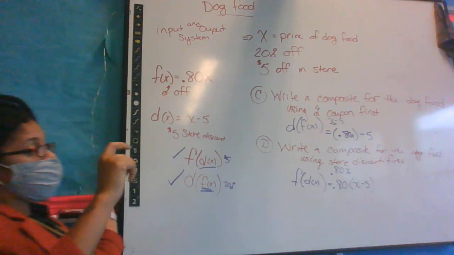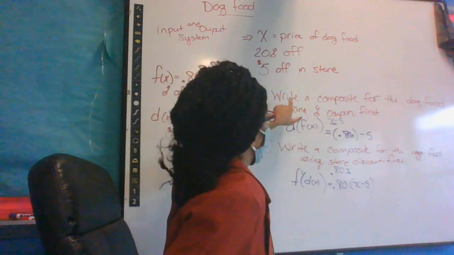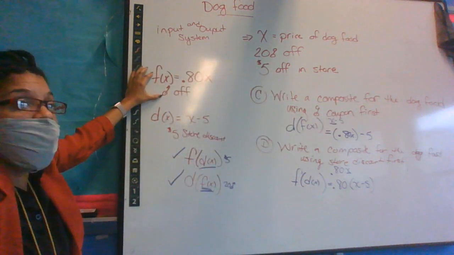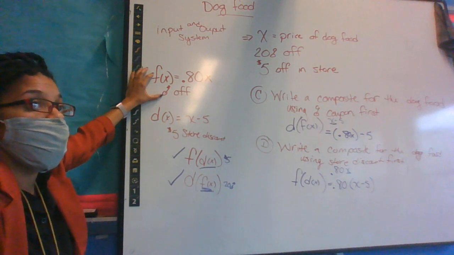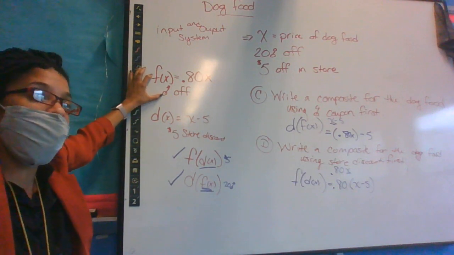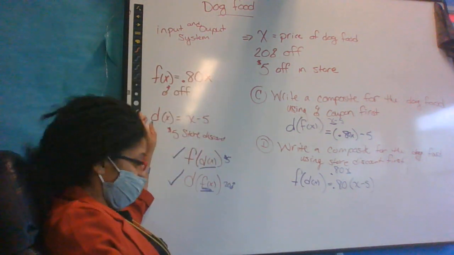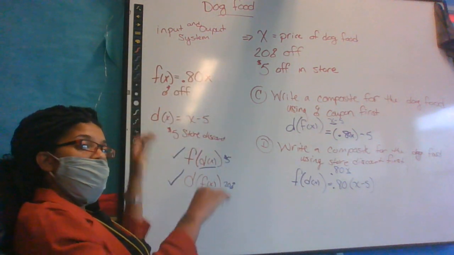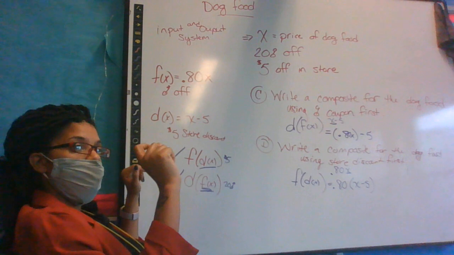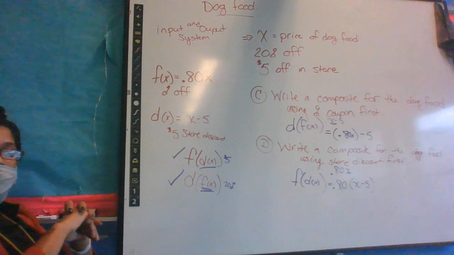Okay, because you want whatever is inside the parentheses to be what you're gonna do first. So if it says write the composite function using the coupon first, I want the function that represents the coupon to be inside the parentheses. Because in order of operations, parentheses comes first. So that same rule applies to functions. Here inside the parentheses is this d of x, that's the discount. So whatever's inside the parentheses, that's what you're always gonna do first in the function when it comes to computing it. Make sense? A little bit?